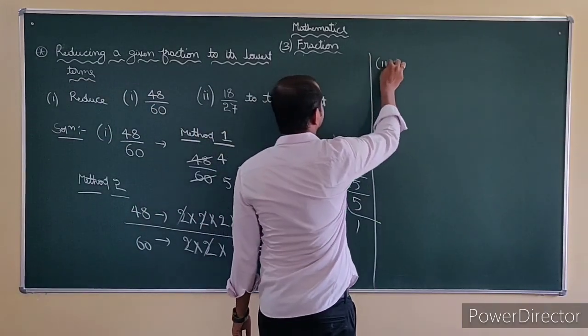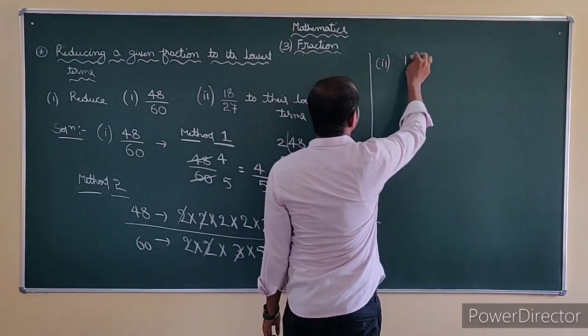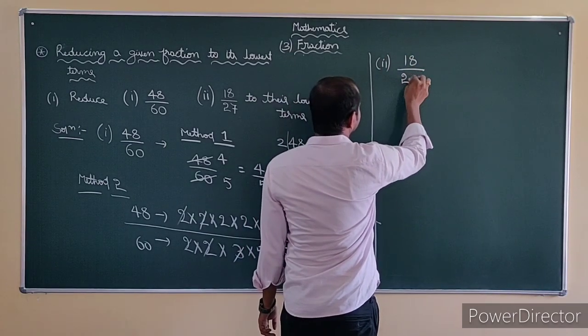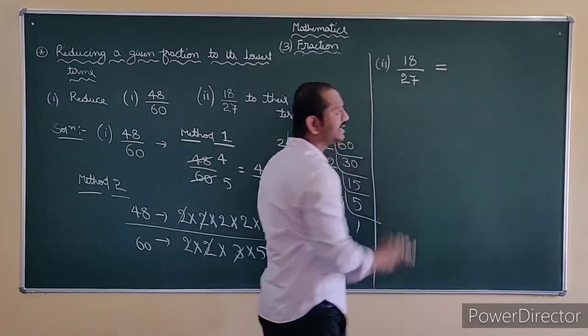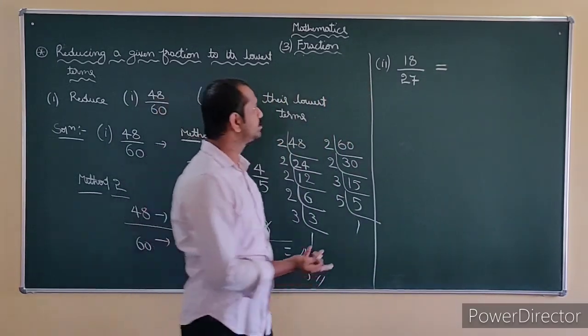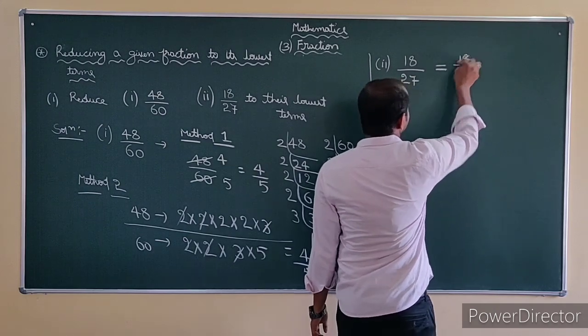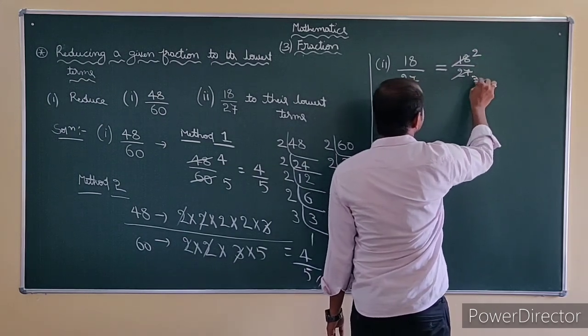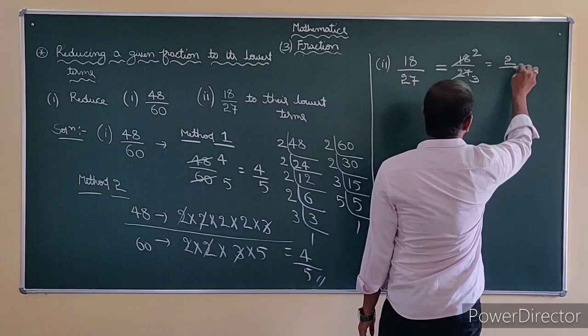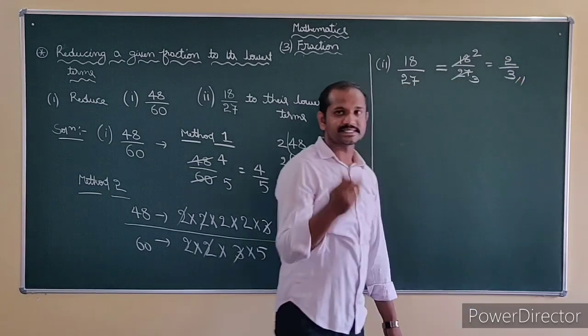So second one, we have 18 by 27. Which table? 9 table. 9 2s are 18, 9 3s are 27. So it is 2 by 3. 2 by 3 is the simplest form.